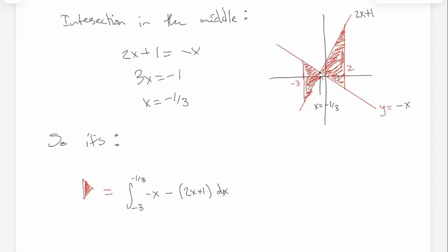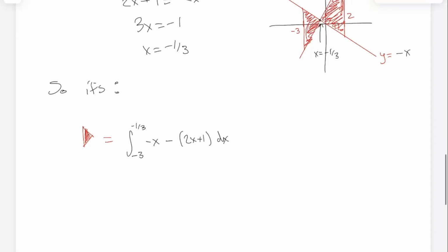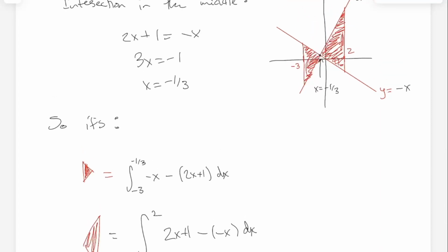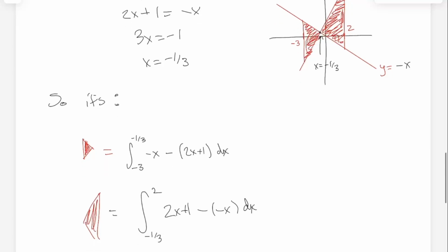All right? And then the piece on the right is the other way round. The piece on the right, this one, is the integral from minus a third up to 2. And now the big and the small are the other way around. So 2x plus 1 minus negative x, like so. All right? And I'm going to do each of those separately and then add the answers together.